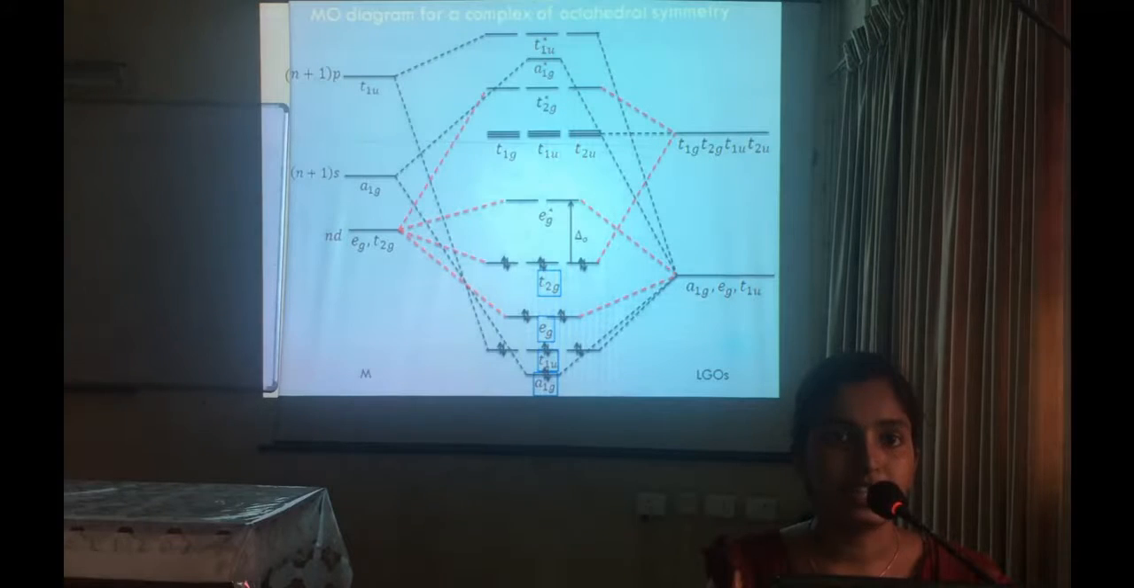In order to understand the 18 electron rule, we can make use of the molecular orbital diagram for a complex of octahedral symmetry. For an octahedral complex, the most stable arrangement is the one in which the bonding molecular orbitals are completely filled and all the anti-bonding molecular orbitals are empty. In the case of an octahedral complex, the a1g, t1u, eg and t2g orbitals are the bonding molecular orbitals. In order to fill these 9 orbitals, we need 18 electrons. And hence, we get the 18 electron rule.